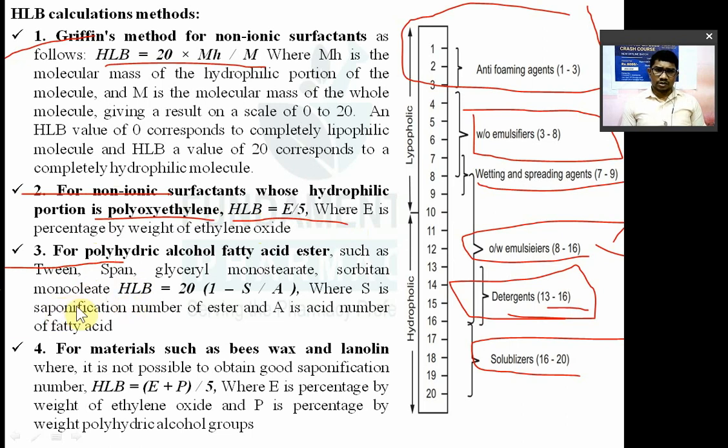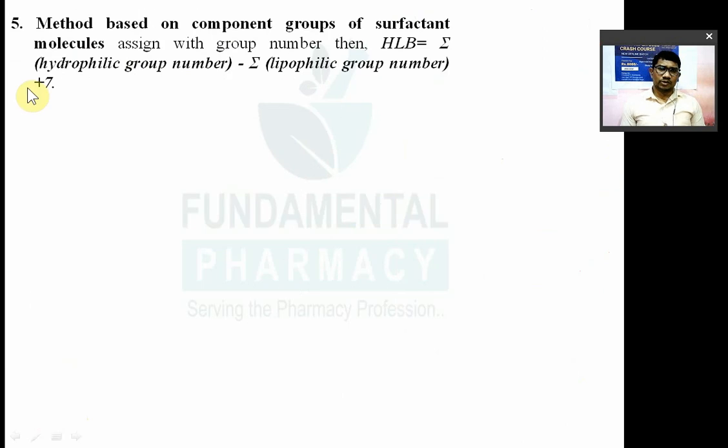HLB value is nothing but 20 into 1 minus S divided by A. What is S? Saponification number. What is A? Acid value. Then for materials for which a sufficient number cannot be obtained, the HLB value is E plus P divided by 5. E is the weight of ethylene oxide, and P is nothing but the polyhydric alcohol groups. Are you getting it?